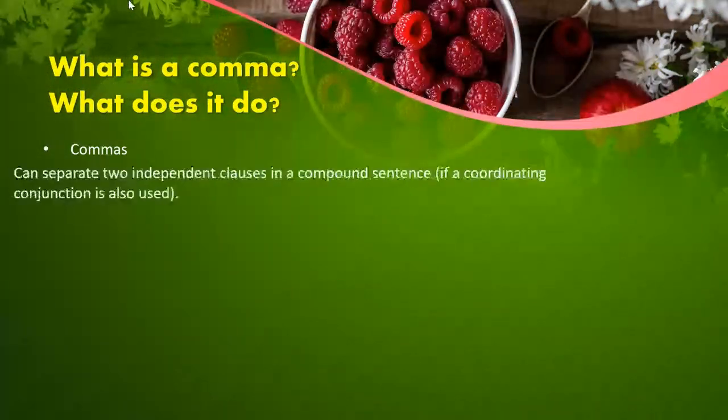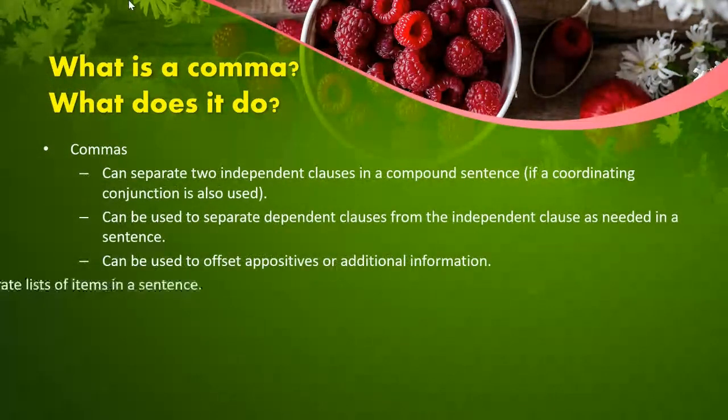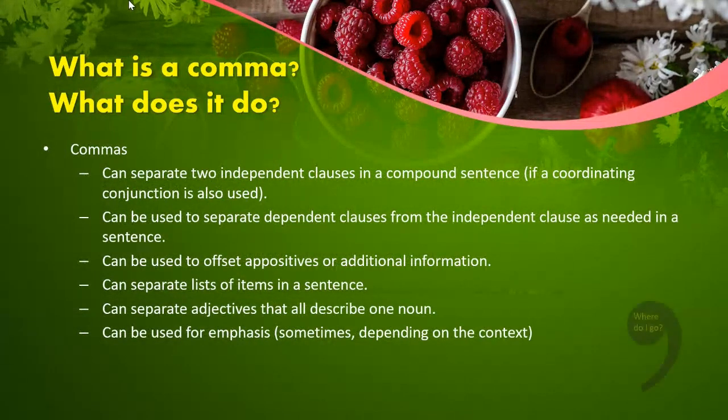Commas can be used in many ways and are used in different parts of a sentence. Commas can be used to separate two independent clauses in a compound sentence, if a coordinating conjunction is also used. They can also be used to separate dependent clauses from their independent clause as needed. Commas can also be used to offset appositives or additional information, can separate lists of items in a sentence, and separate adjectives that all describe one noun, and may be used for emphasis depending on the context. These are all things to take into consideration when determining where a comma should go.